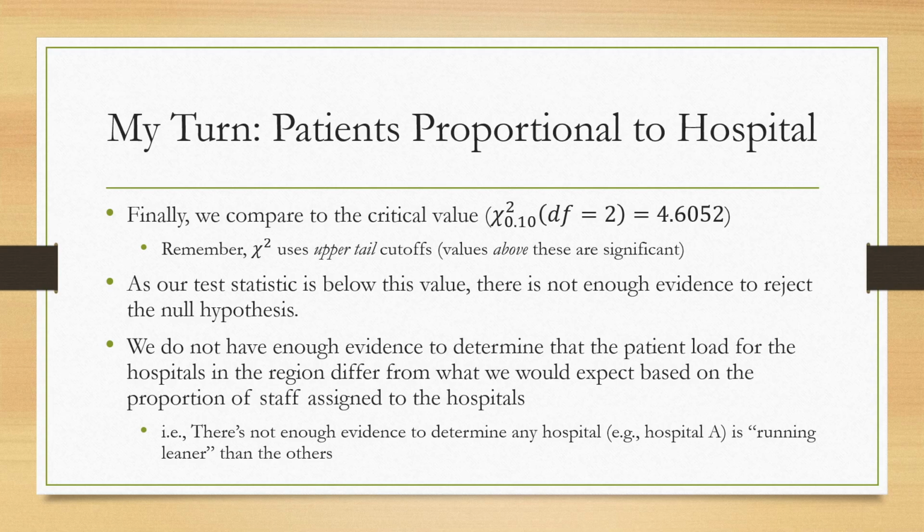Even for Hospital A, remember our null versus alternative. Our alternative was that any of them are different. And here we're saying that even for Hospital A, we don't have the evidence to determine that it is different than that pre-specified value, that Hospital A is running leaner. It's getting more patients than we would have expected based on the proportion of staff it has. We don't have enough evidence to make that claim.